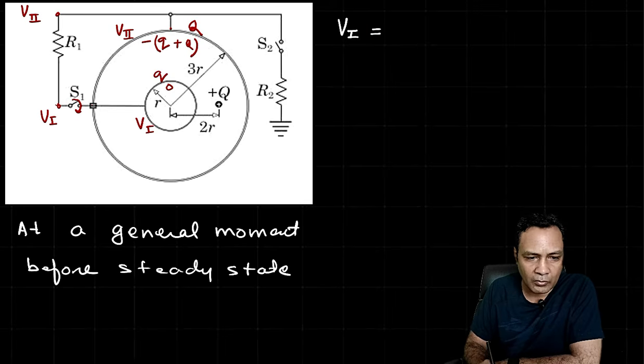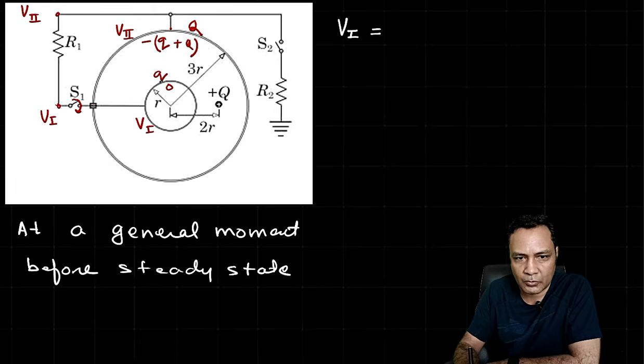Before calculating, we should also get to know whether the charge distribution is uniform or non-uniform. So look at this charge distribution. This charge distribution is non-uniform because of the presence of this capital Q charge. So this is a non-uniform distribution. Same way, this distribution will also be non-uniform.